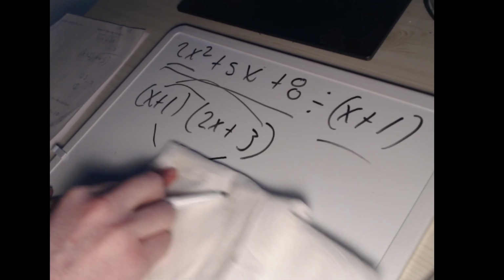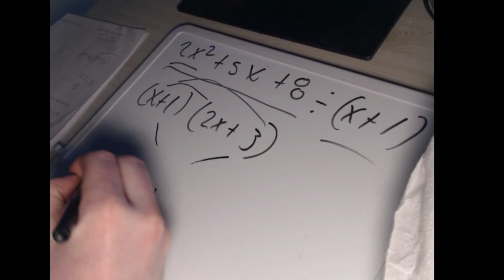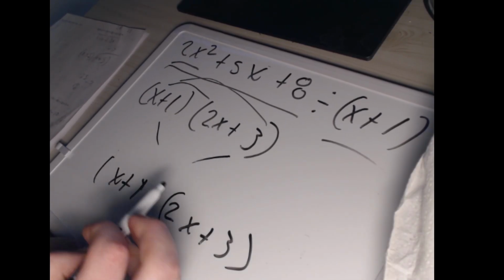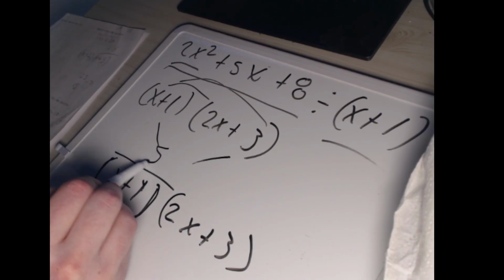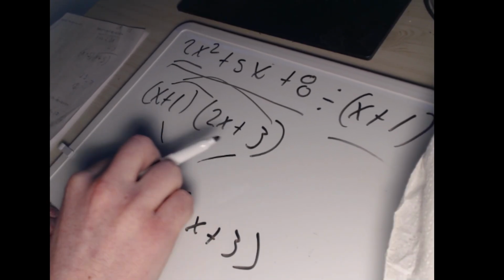So then your final answer, x plus 1, 2x plus 3, excuse my sloppiness here. These are supposed to be, would just be your remainder of 5. I think that's how you write it. I absolutely do not know.